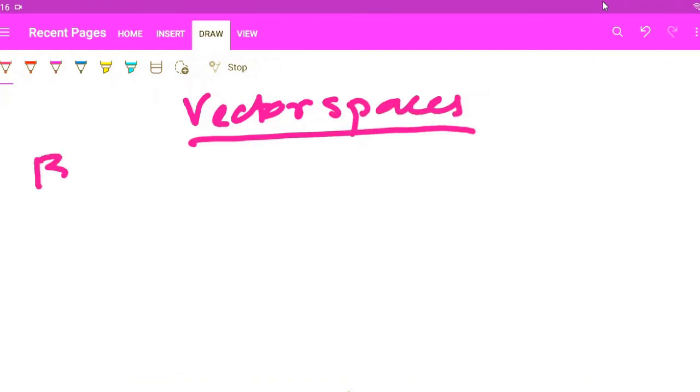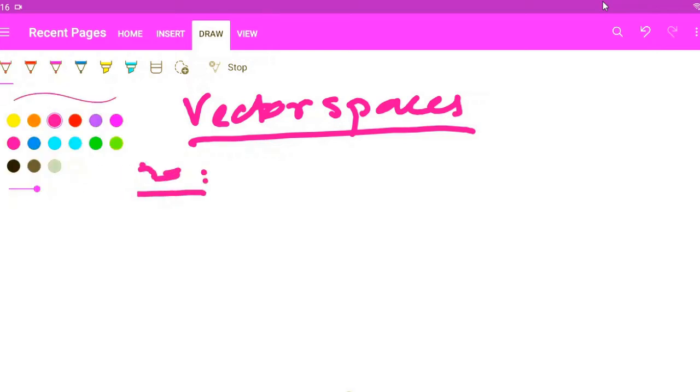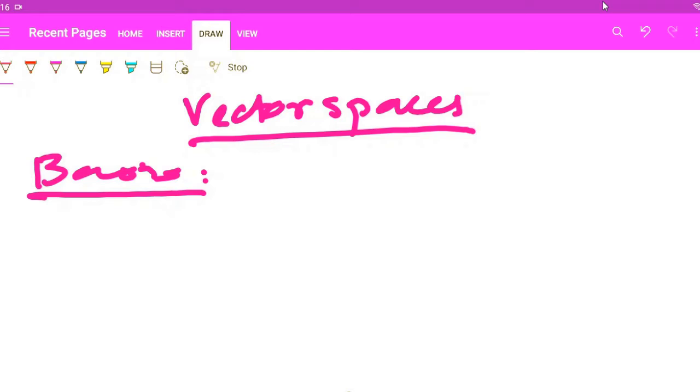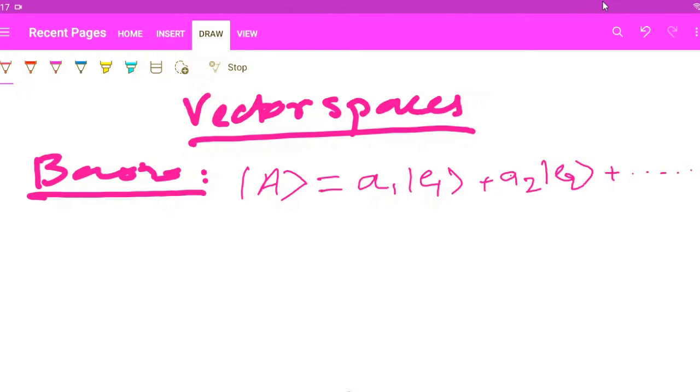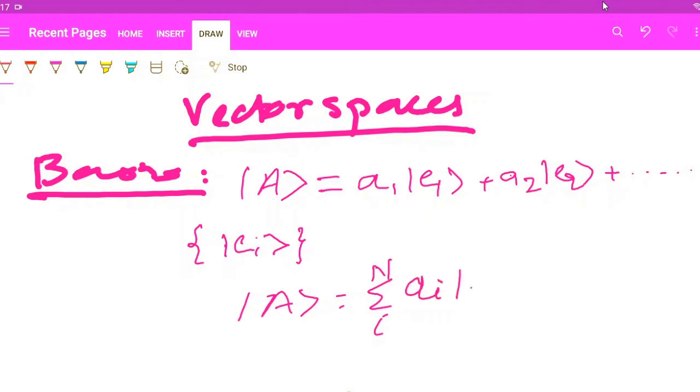Specifically, we discussed what a basis is, a basis which can span the vector space. I can represent any vector A from a vector space using a set of basis vectors as A equals a1 e1 plus a2 e2 and so on and so forth. So I have a set of basis vectors e_i. This can also be written as A is equal to the sum over all i of a_i e_i.